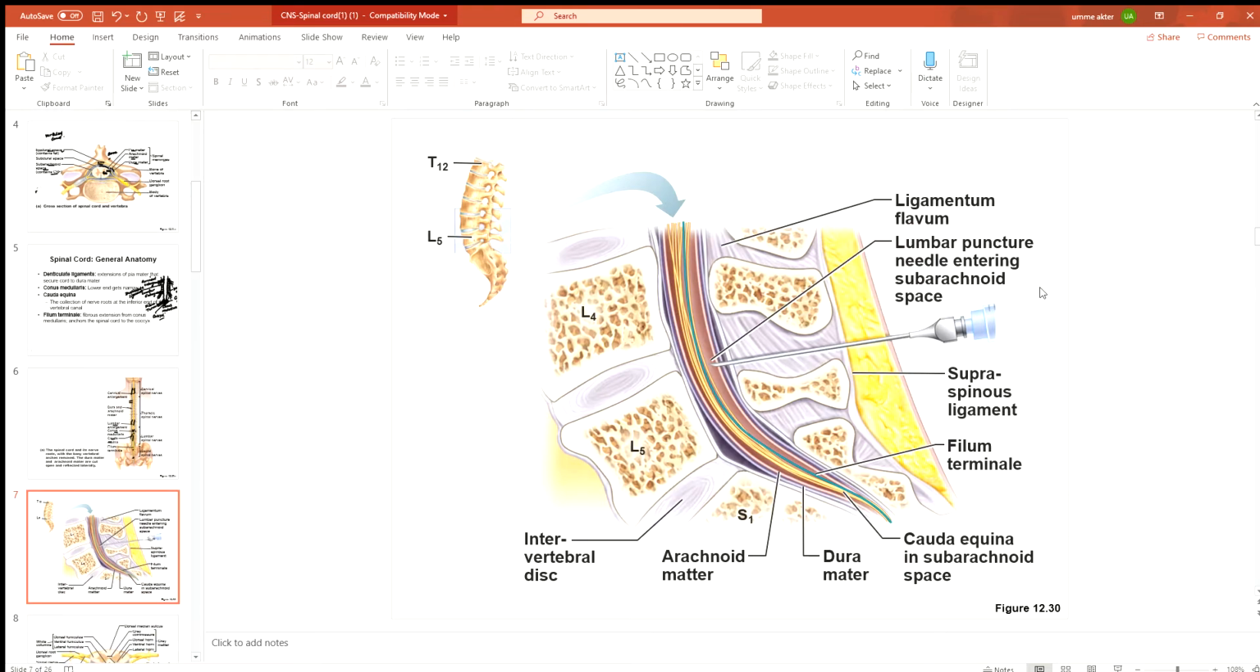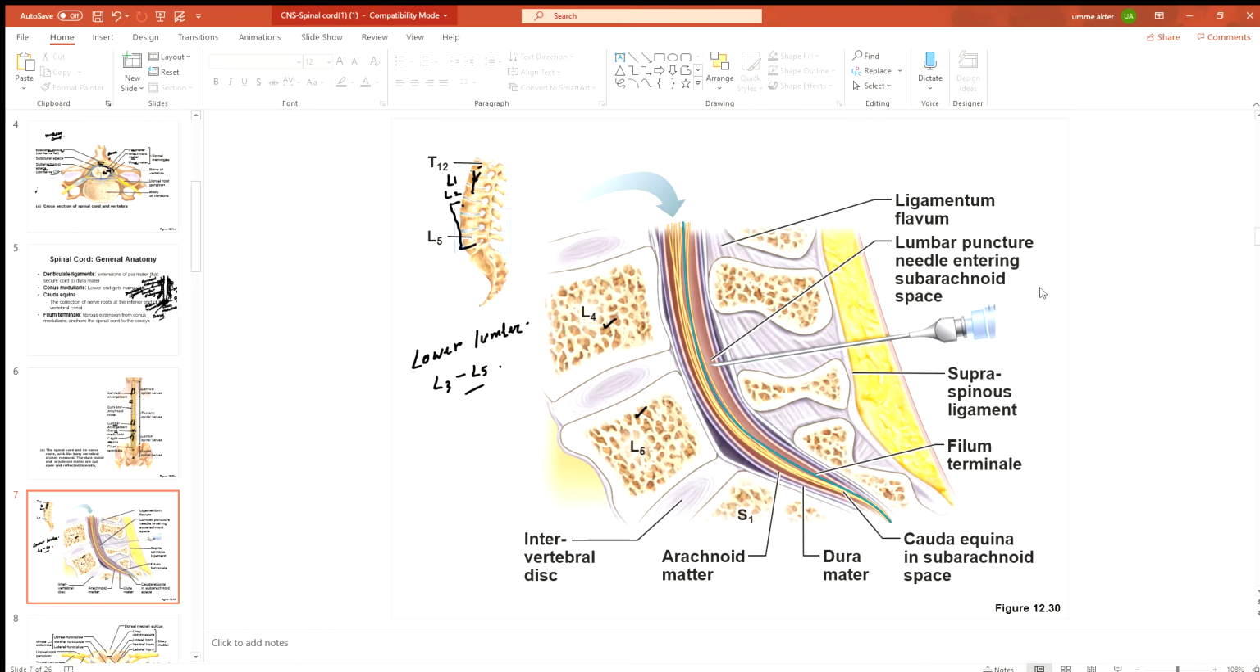Lumbar puncture is a procedure to collect the cerebrospinal fluid from the subarachnoid space. And lumbar puncture is done at the level of L4, L5, lower lumbar. So we do lumbar puncture at lower lumbar areas between L3 to L5. Why? You know that the spinal cord ends at lumbar 1. So the spinal cord ends, this is T12, this is lumbar 1. In most cases it ends at lumbar 1. Sometimes it goes down to lumbar 2, but it won't go below that. So this area is safe.